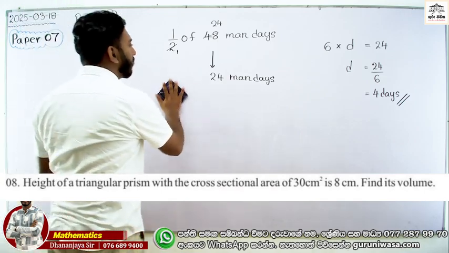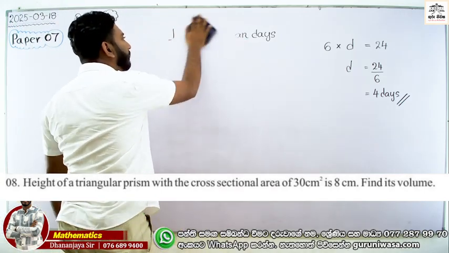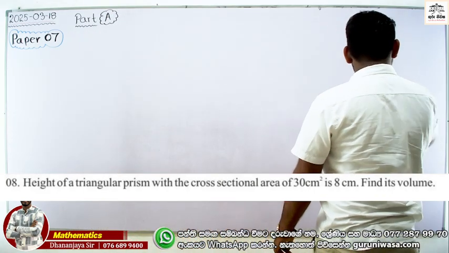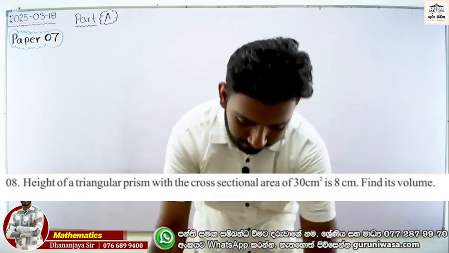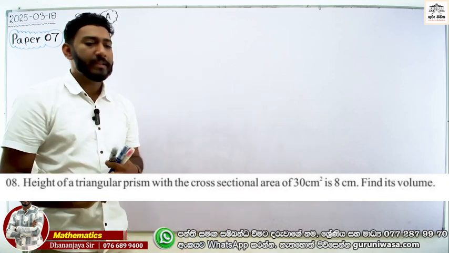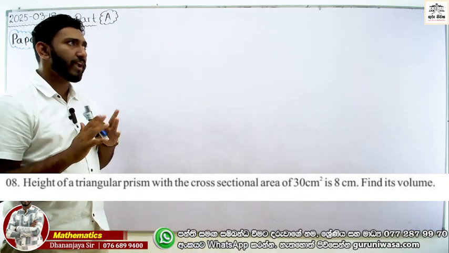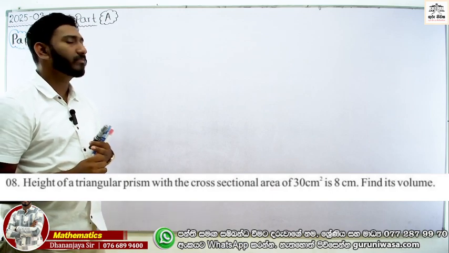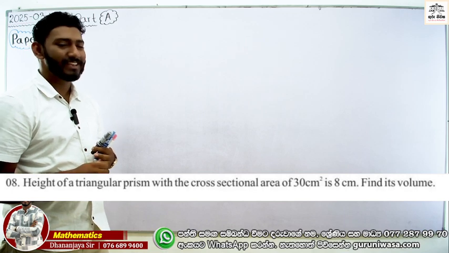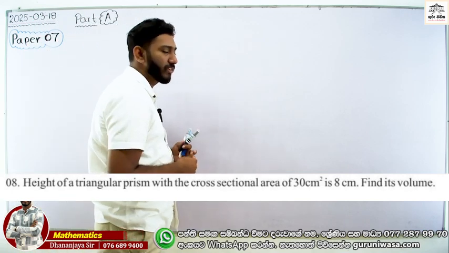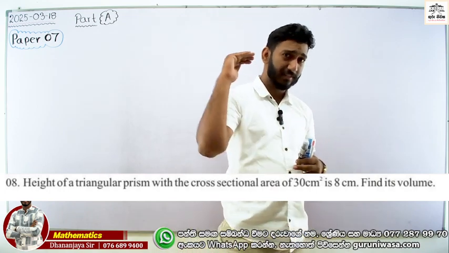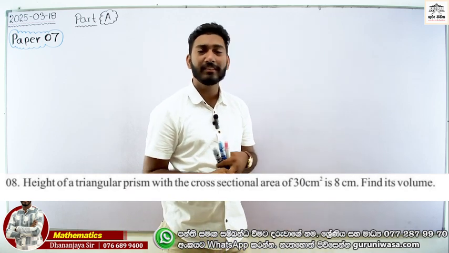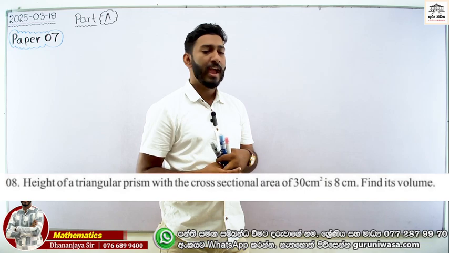Right. Now this is question number 8. Height of the triangular prism, with the cross-sectional area. Now you know the theorem, right? 8 is the height of the triangular prism, and the area of the cross-section becomes 30 square centimeters. Find its volume.